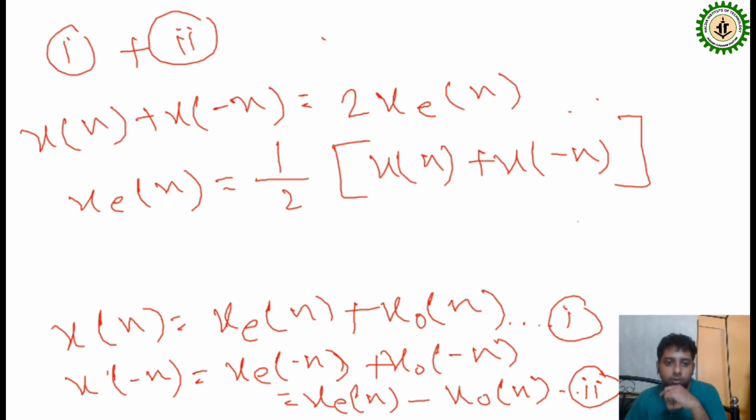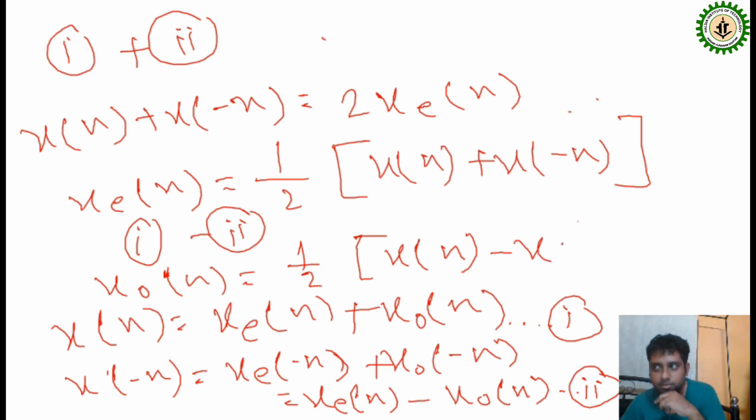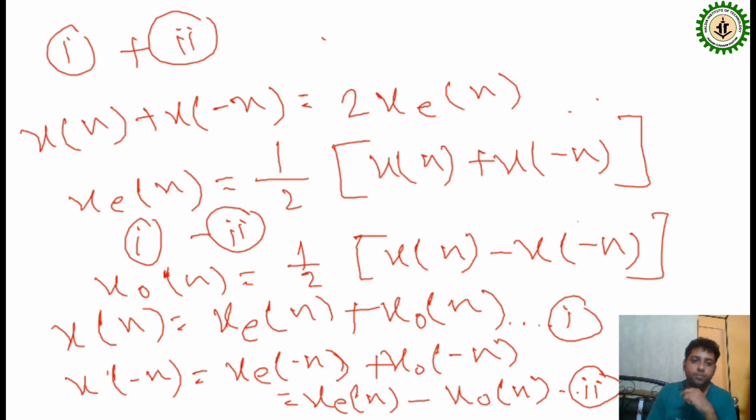Similarly, if we do 1 minus 2, we will get the odd part of the signal, that is x_o(n) is equal to half of x(n) minus x of minus n. Okay. So in this way we can represent the even part of a signal as well as the odd part of a signal.